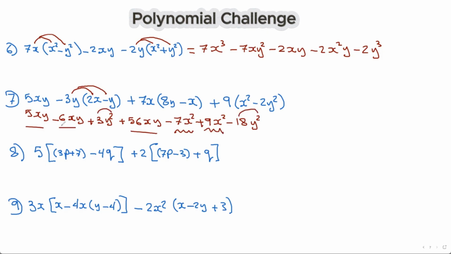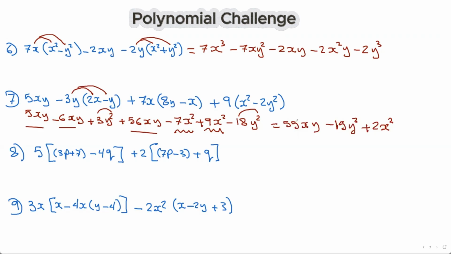So 5 minus 6 is negative 1. Negative 1 plus 56 is 55xy, so 55xy. 3y squared minus 18y squared is negative 15y squared. And then negative 7x squared plus 9x squared is plus 2x squared.